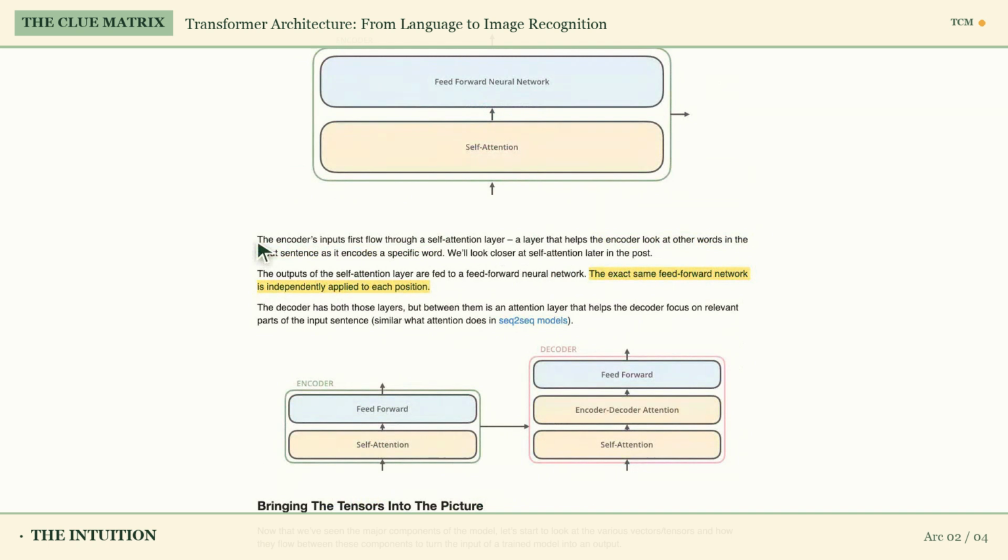Right. One subtle point. After self-attention, the exact same feed-forward network is independently applied to each position. There's no dependency across positions in this step, unlike self-attention. So the complex contextual interaction happens in self-attention, and then each position gets a standard independent processing step. That clarifies the workflow.